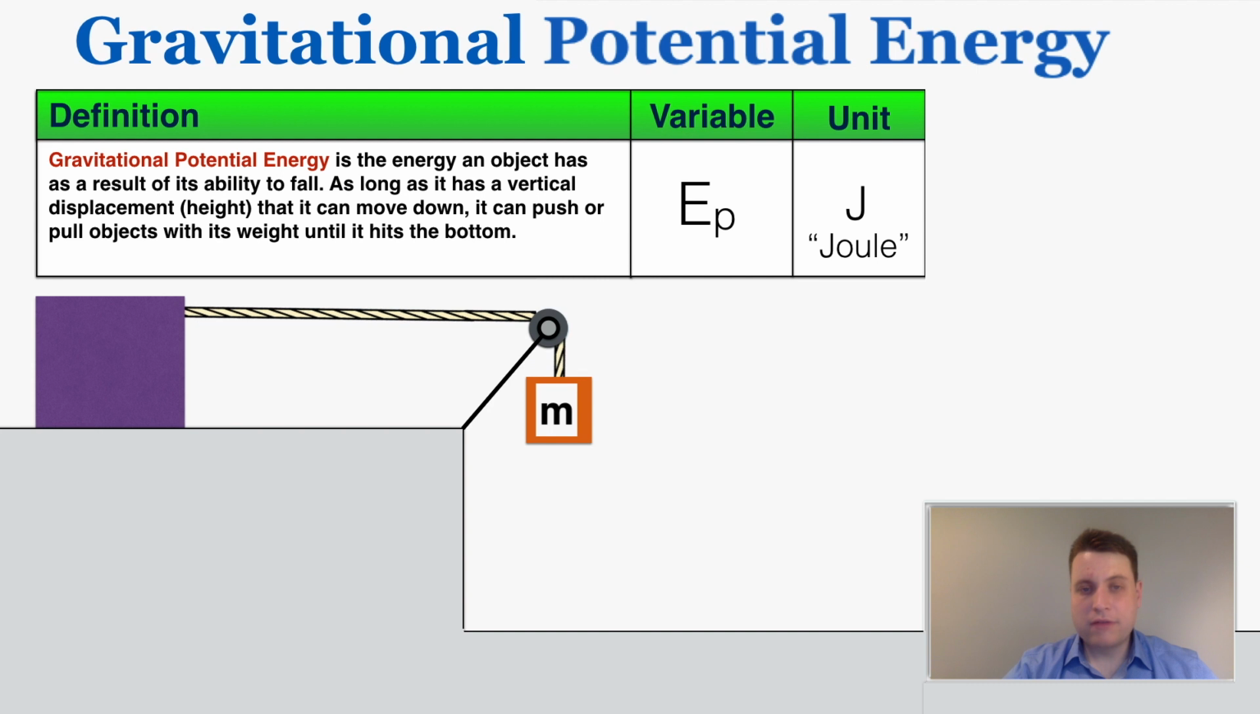The variable for gravitational potential energy is EP, and the unit again is J for joule. All energy is measured in joules. So I'm going to show you why objects have this energy.